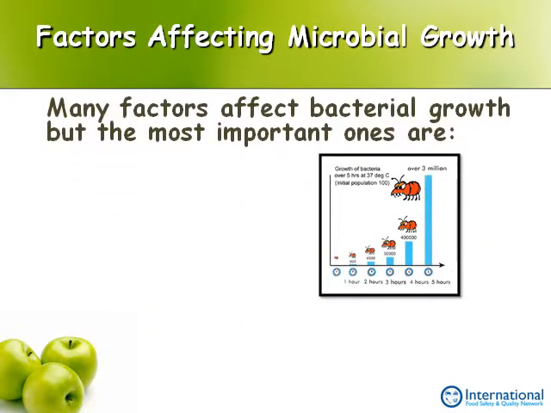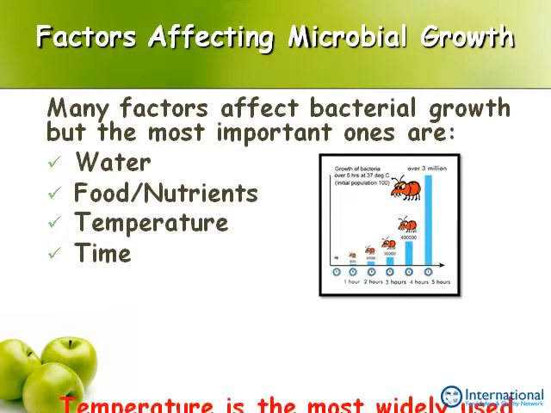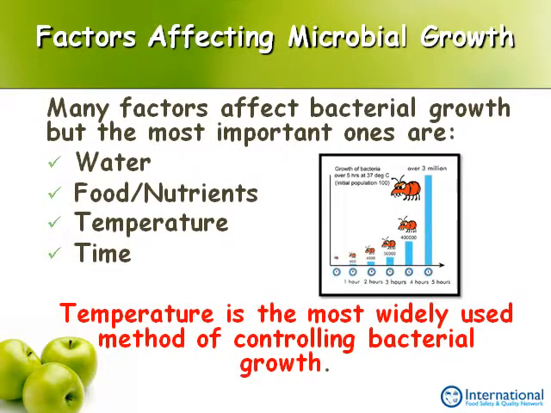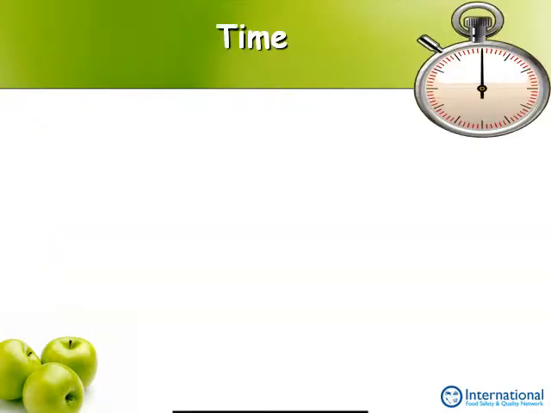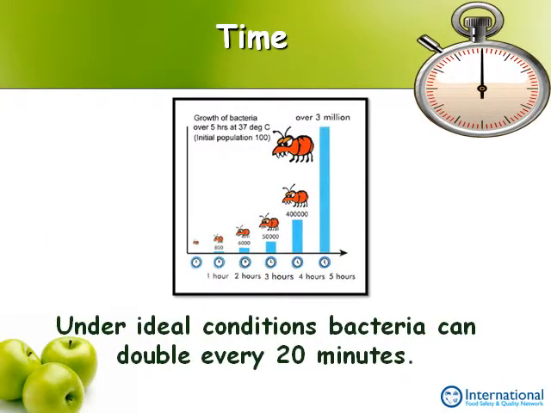Many factors affect bacterial growth, but the most important ones are water, food or nutrients, temperature, time. Temperature is the most widely used method of controlling bacterial growth. Under ideal conditions, bacteria numbers can double every 20 minutes.